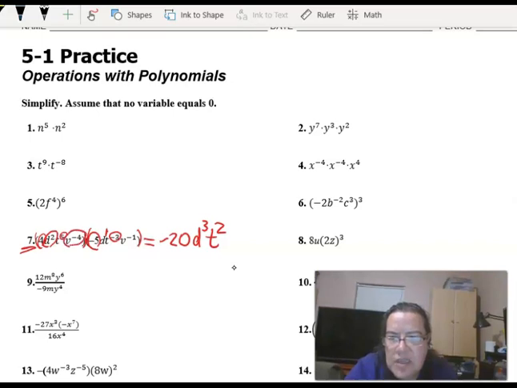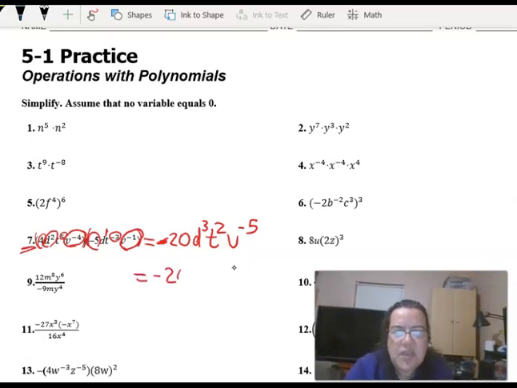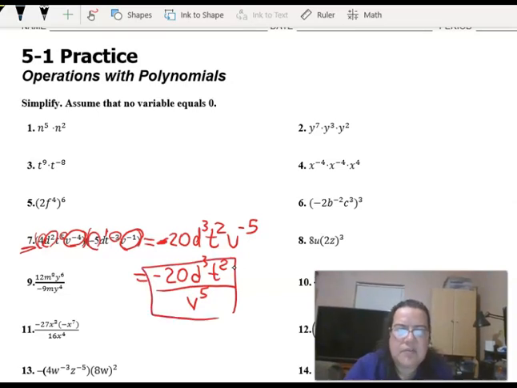And then v to the negative 4 times v to the negative 1. Since you're multiplying them, you add them. So that would be v to the negative 4 plus a negative 1. You add them because they're both the same sign. You have negative 5. So this is a negative right here. So I'm closer, but now anything negative, I have to move to the bottom. So my final answer would be negative 20, d to the third power is fine, t squared is fine. But my v to the negative 5 would be v to the positive 5 if I move it down. And now I have my final answer.